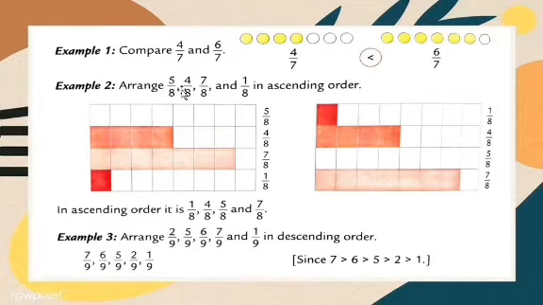Here we only check the numerators, not denominators: 1, 4, 5 and 7. Got my points, dear students? In ascending order it is 1 upon 8, 4 upon 8, 5 upon 8 and 7 upon 8. Now example number 3: arrange in descending order 2 upon 9, 5 upon 9, 6 upon 9, 7 upon 9 and 1 upon 9. We check only the numerators, not the denominator.